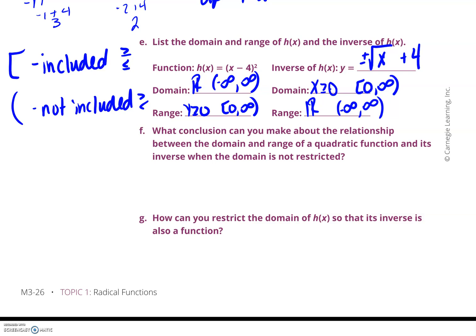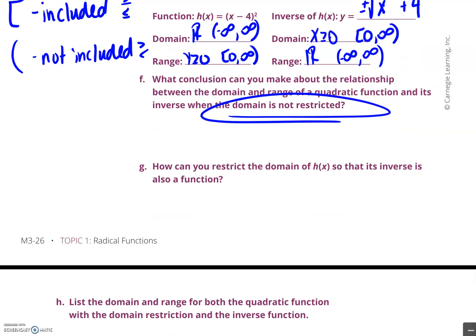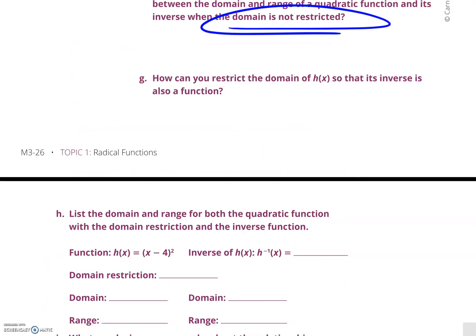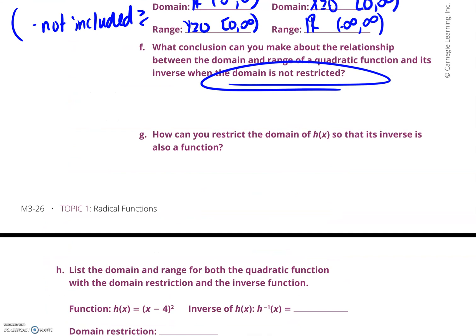Right, what conclusions can we make about the relationship between the domain and range of the quadratic function and its inverse when it is not restricted? So kind of internalize that, think about it, see if there's any similarities, any differences. And then we're going to talk about when we restrict it in the next video. Right? Happy mathing.